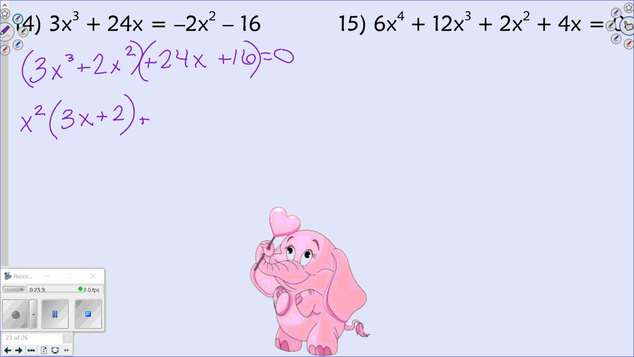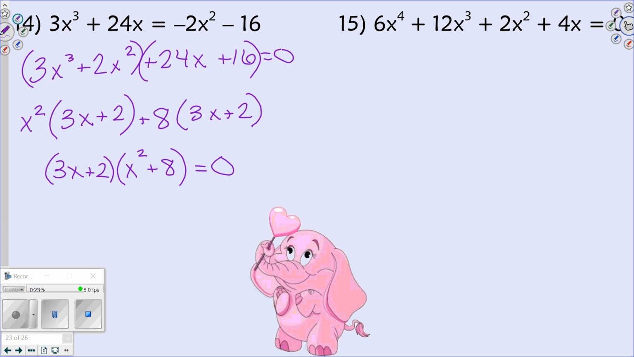GCF in the second set. So then we're left with 3x plus 2. Common factor is 3x plus 2. Leftovers. It doesn't matter. That's just how my brain has always been trained to do it, but it doesn't matter. It really doesn't matter. All right, so there it is factored.